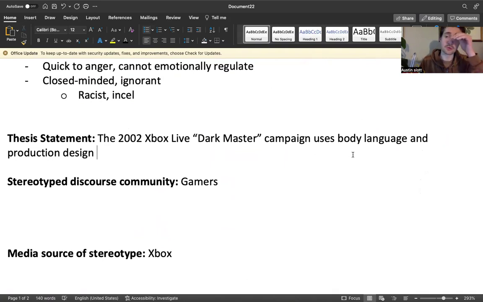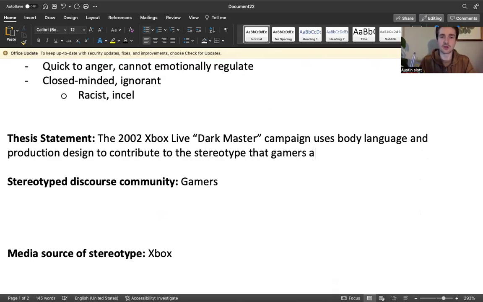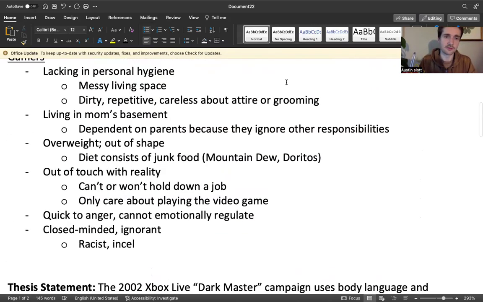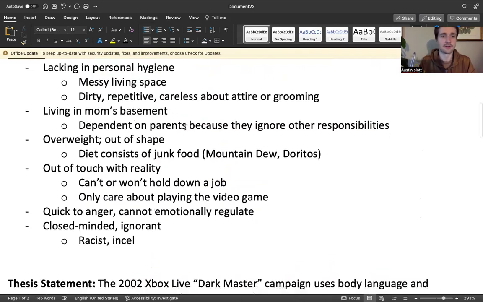Okay, so this is the part where you name your two visual features. And what's it doing? Well, it's perpetuating or contributing to the stereotype. This is where you bring in the stereotype, and be specific about it. Don't just say to contribute to stereotypes about gamers. What is that stereotype? The more specific you are, the better it's going to serve your paper. To contribute to the stereotype that gamers are, and here's where you let it all fly, right?